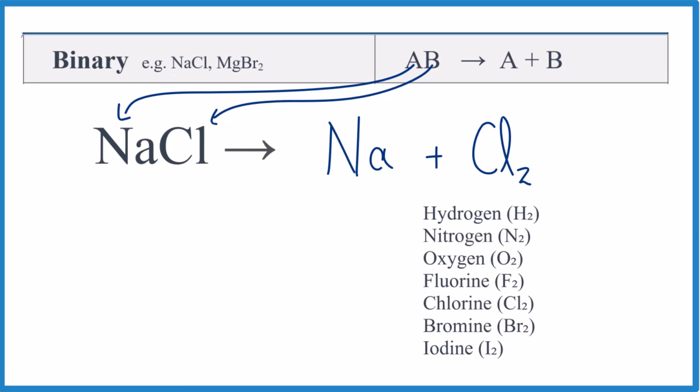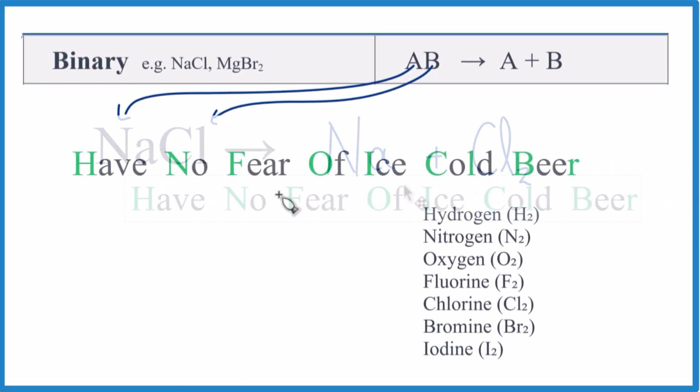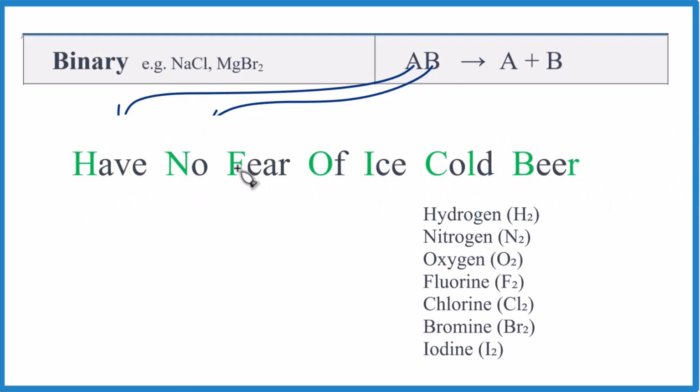One way you can do that is with this little mnemonic. Probably not the best K through 12 mnemonic, but have no fear of ice cold beer. H2, N2, F2, O2, I2, we have our Cl2, and then our Br2. So if you know that, you'll be able to remember these diatomics pretty easily. All right, back to the decomposition reactions.